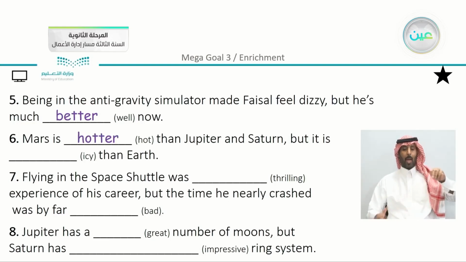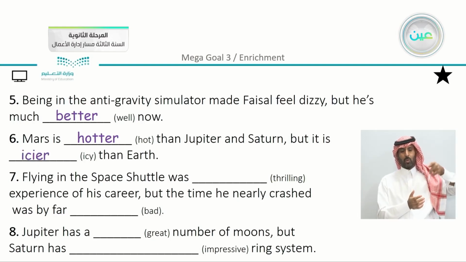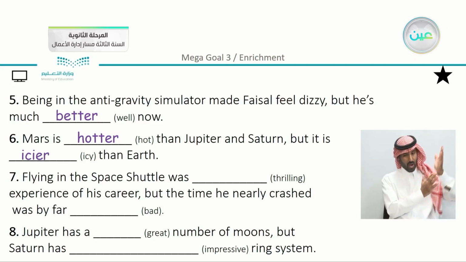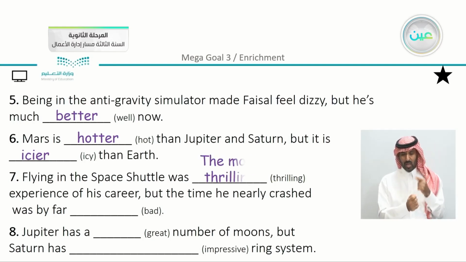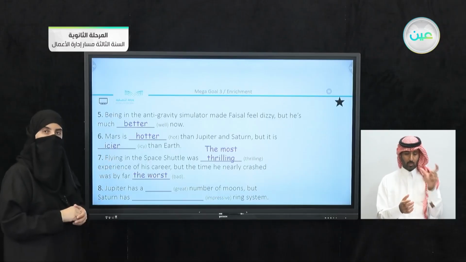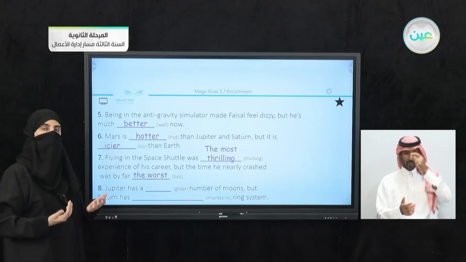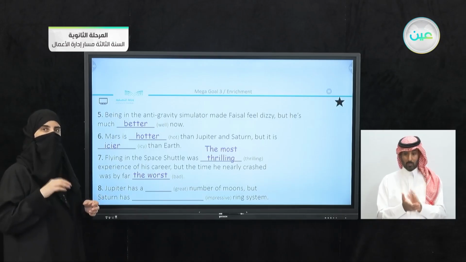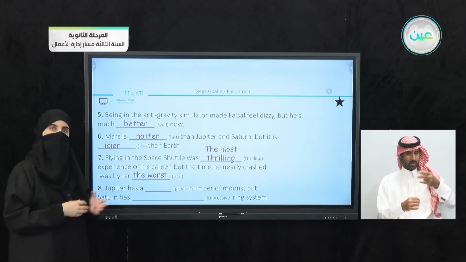Mars is hotter than Jupiter and Saturn, but it is icier than Earth. Flying in the space shuttle was a thrilling experience of his career. So we have here of his career superlative, the most thrilling. But the time he nearly crashed was by far the worst. Now just to note here that we have the word thrilling. It is an adjective that is spelled thrilling. Okay, so just to make sure that it's not an ing that is added in the sentence.